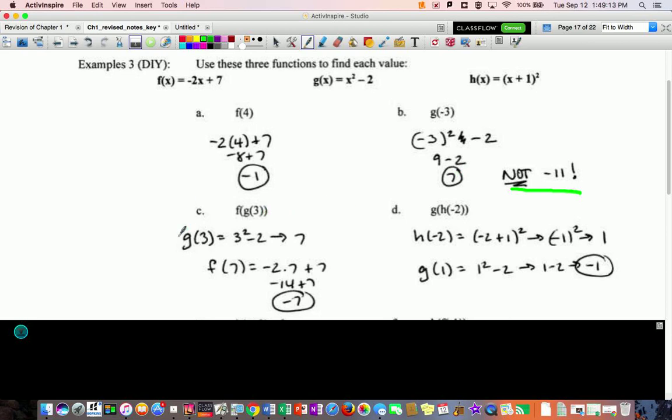On C, you're going to do g of 3 first, and you get an output of 7. And then you take that and put it into f. So now you take it and put it into this function. So hopefully you got a negative 7 on that one. And then again, you go h first, so negative 2 into h, and whatever you get there, you put into g. And that should be your answer. So continue with the DIY. You're going to go ahead and look at E, F, G, and H. So please pause the video now.